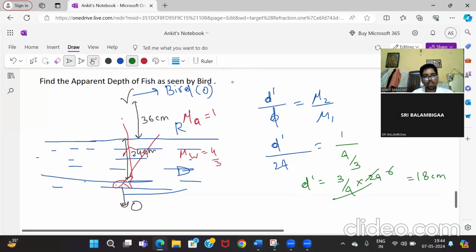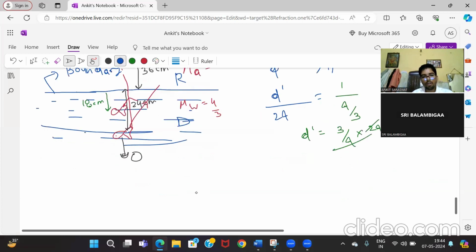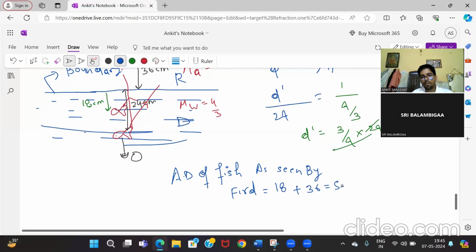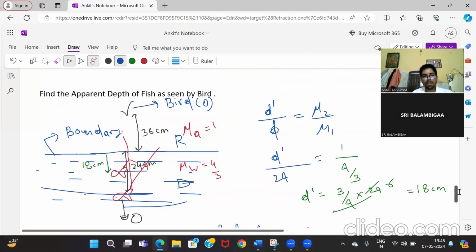18. So what is the apparent depth of the fish? 18 centimeters. This fish is 18 centimeter from where? From the boundary. Clear? Because d and d dash are measured from the boundary. Then what is the apparent depth of fish as seen by bird? Tell me the answer. 54. Very good, 18 plus 36, 54.